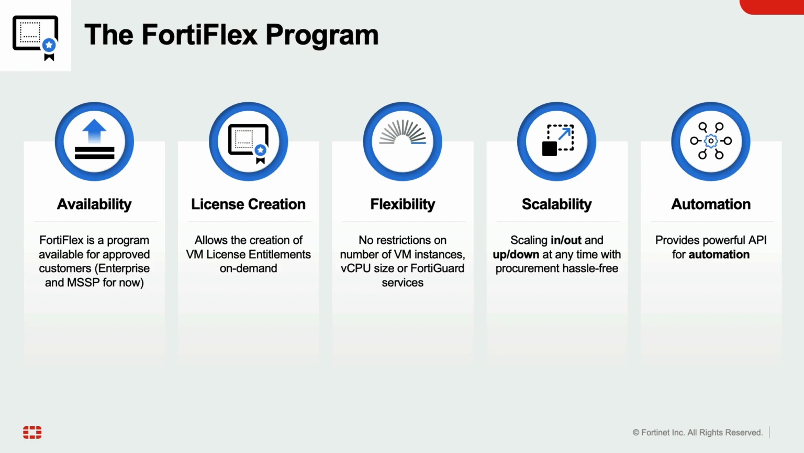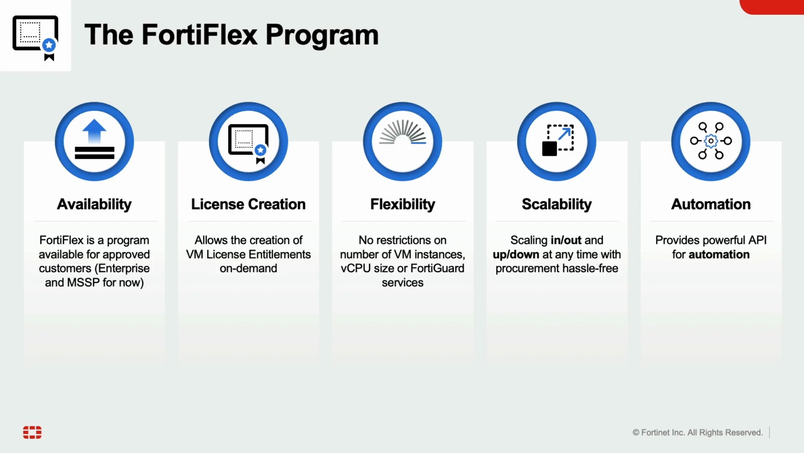To simplify the licensing process, the FortiFlex program, formerly FlexVM, was introduced. It allows the creation of licensing entitlements on demand for virtual machines, SaaS-based services, and services for hardware FortiGates. Scalability is a key part of the FortiFlex program. Customers can change their license entitlements at any time, or add or remove resources without the procurement hassle. And on top of all that, FortiFlex provides a powerful REST API automating the license lifecycle management.